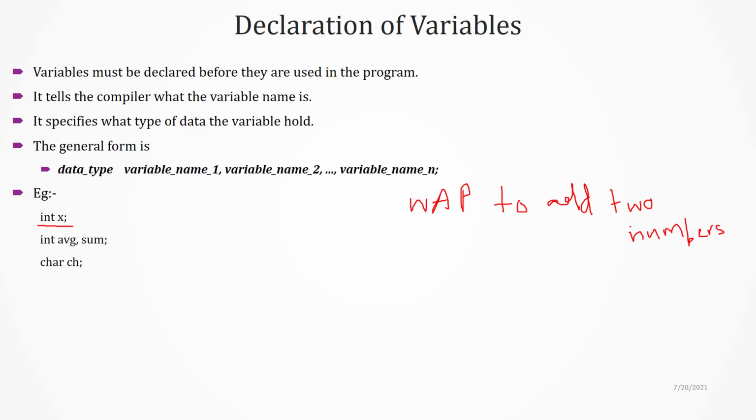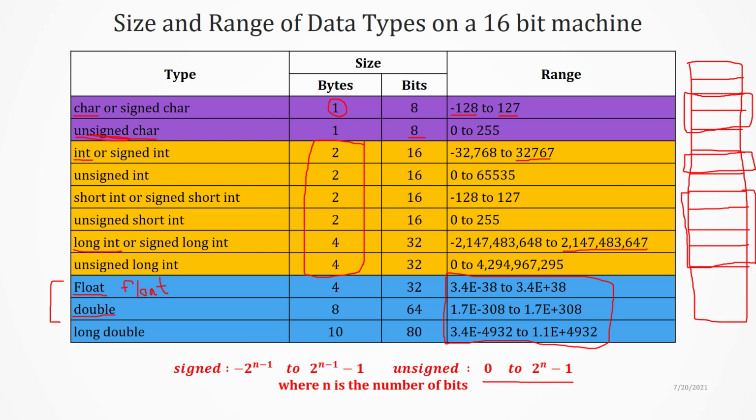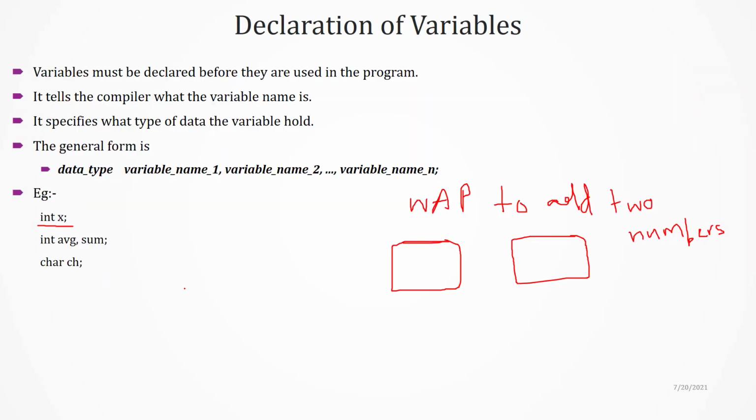So there I have two inputs. Numbers means, from this table, I already told you, when we write programs we are only considering char, int, float and double. It is a number, so I know it is integer data. So I have to add two integer data. To store this integer data in memory, I have to make some declaration.